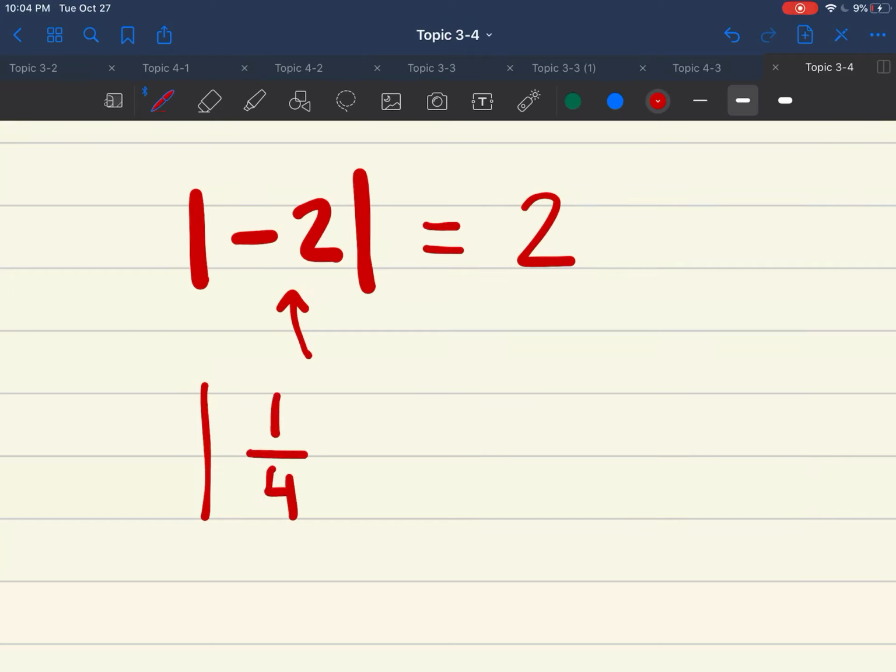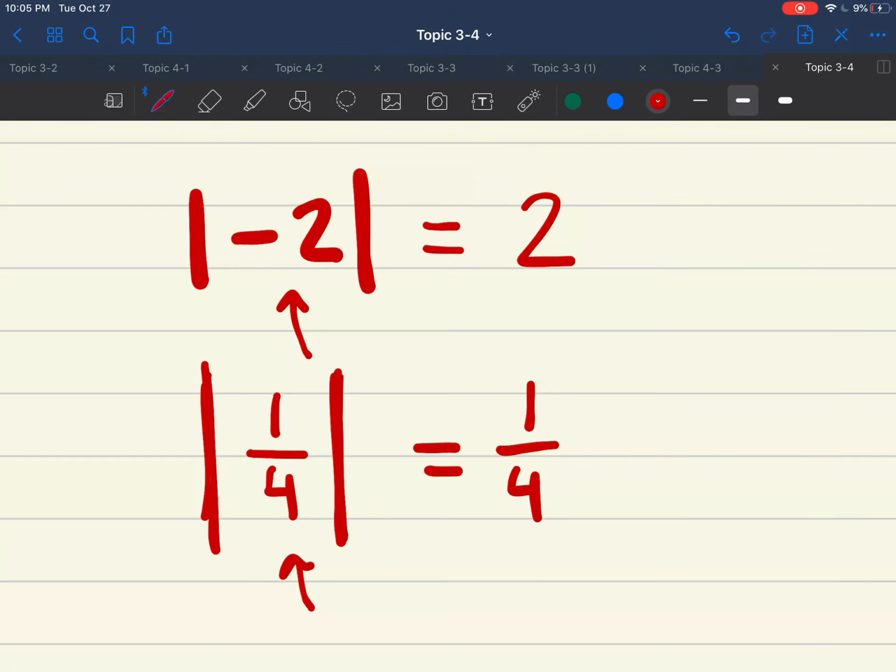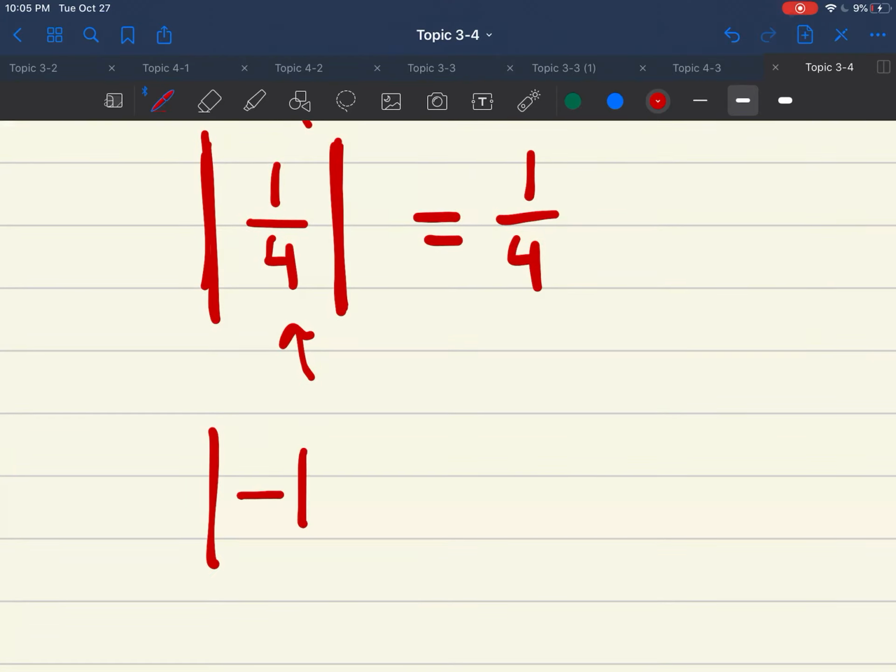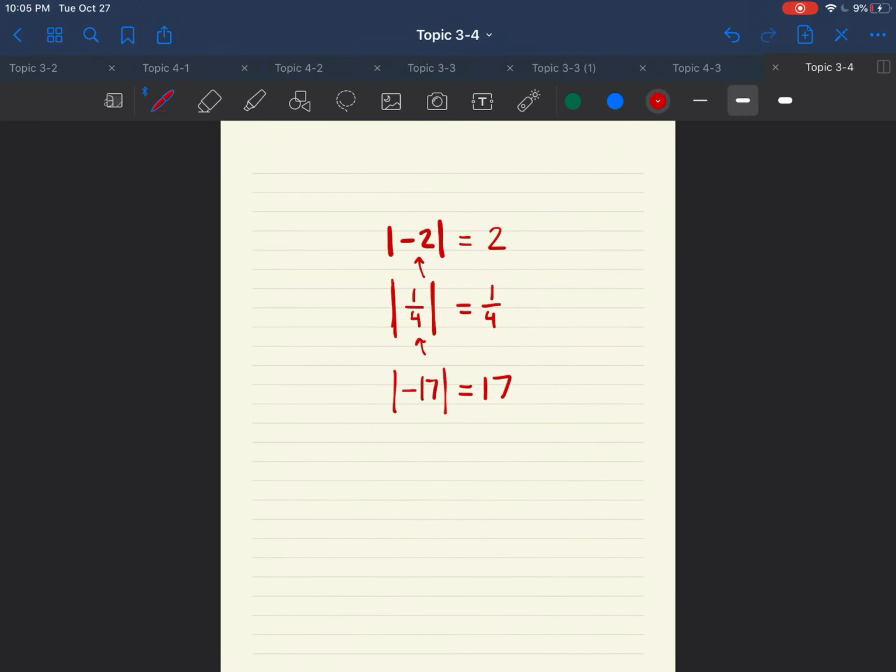What about the absolute value of 1/4? You see these parallel lines mean that you're finding the absolute value. How far away is 1/4 from 0? Well, 1/4 is 1/4 away from 0. What is the absolute value of -17? Again, -17 is 17 units away from 0. So the absolute value of -17 is 17. Okay, so those are some absolute value questions.